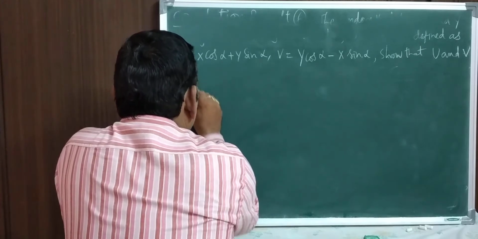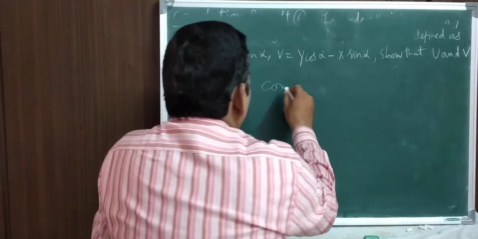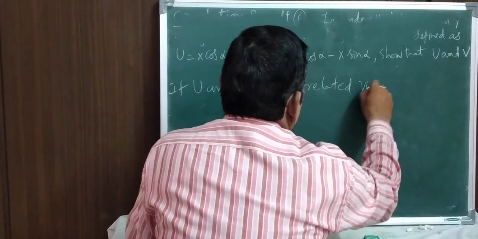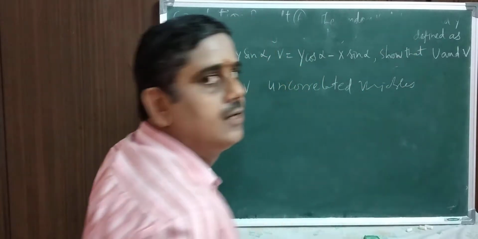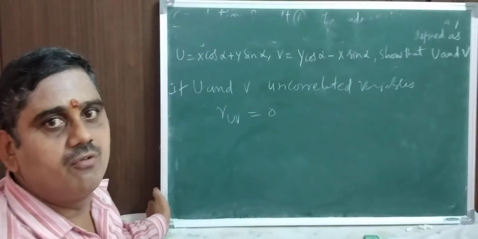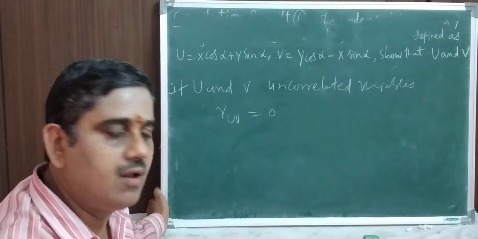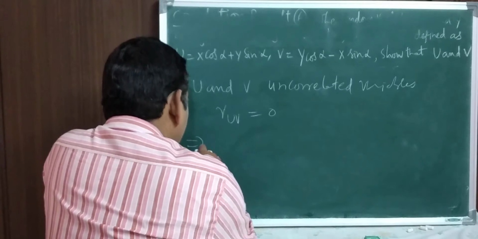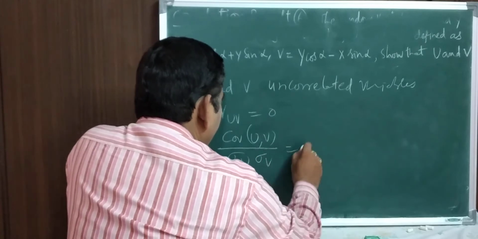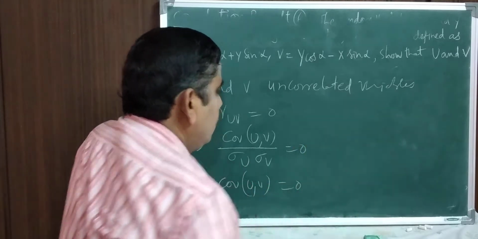Therefore, if u and v are uncorrelated variables, then r_uv is equal to 0. The correlation coefficient between u and v is equal to 0. That is the property or definition of uncorrelated variables. What is the formula of r_uv? Covariance of u, v divided by sigma u sigma v is equal to 0, which implies covariance of u comma v is equal to 0.